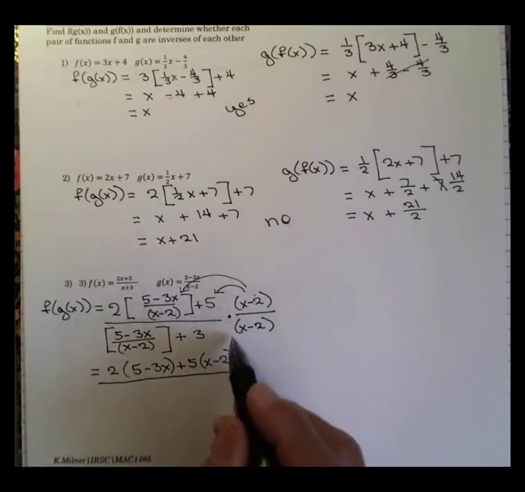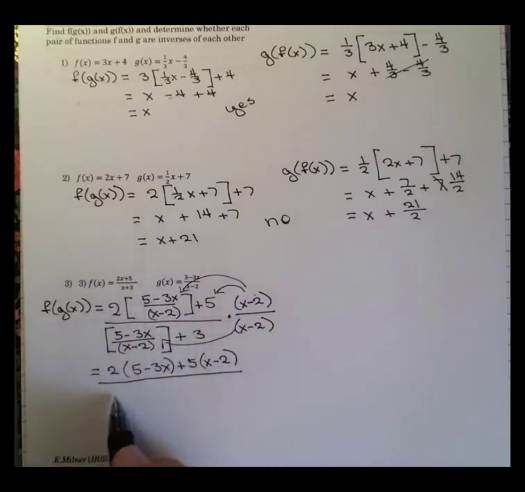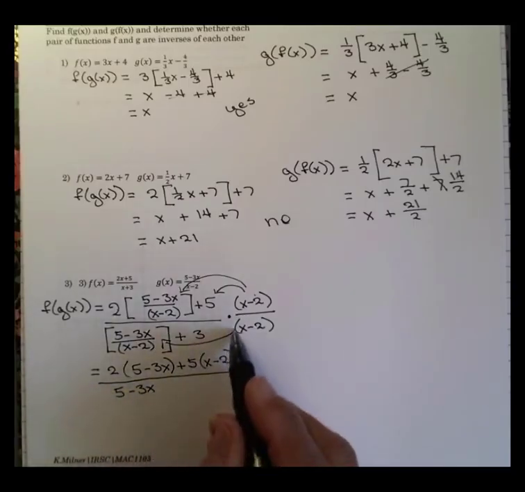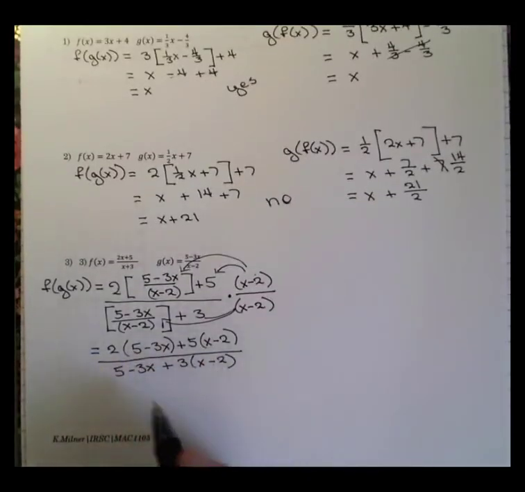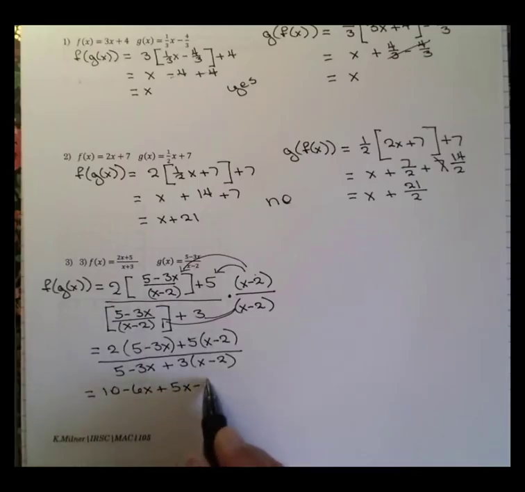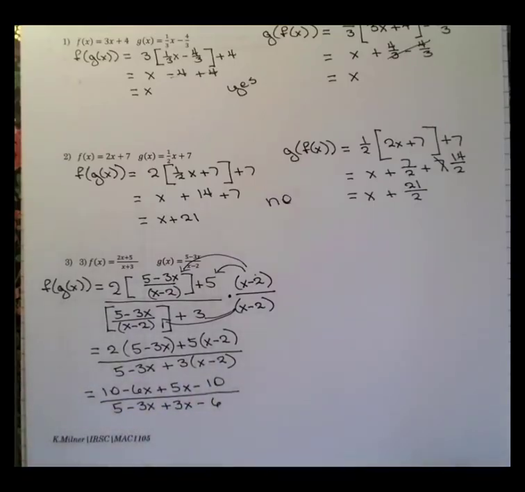So let's do the same thing down here. I'm going to take this x minus 2 and multiply it times my first term, which in effect eliminates the denominator. And then I'm going to multiply it times the second term. I'll just write it down so you can see what I'm doing. Okay, and then we start distributing this multiplication. So here I'm going to have 10 minus 6x plus 5x minus 10. Okay, that's my numerator. My denominator is 5 minus 3x plus 3x minus 6. All I did was distribute multiplication.